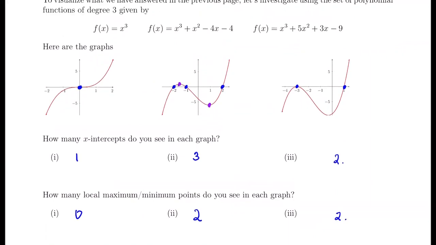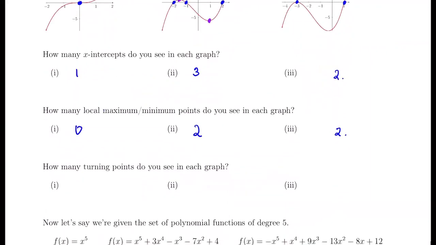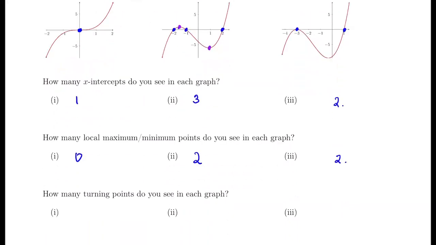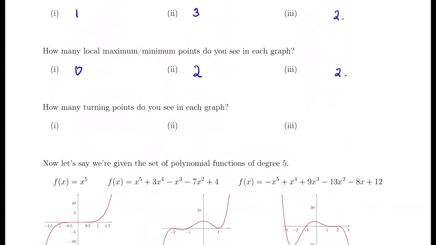And how many turning points do you see in each graph? From the first graph, we would see that there are no turning points here. A turning point must go from increasing to decreasing, or from decreasing to increasing. And from the first graph, we don't see it increasing then decreasing, or decreasing then increasing. So we would say that there are none. So 0.